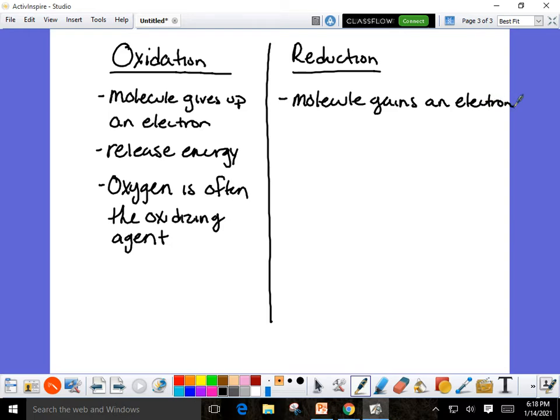Okay, so a molecule gets an electron. When that happens, energy is gained by the atom or molecule that is getting that electron. The molecule that is gaining the electron is called the reducing agent. Wait, I got that backwards. The one that donates, I'm sorry. So the reducing agent is the molecule that donates.